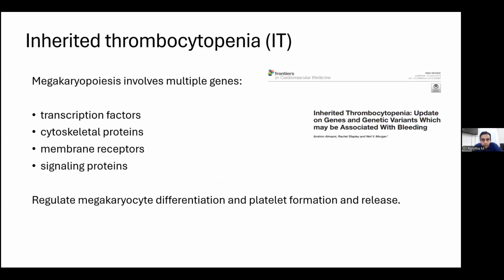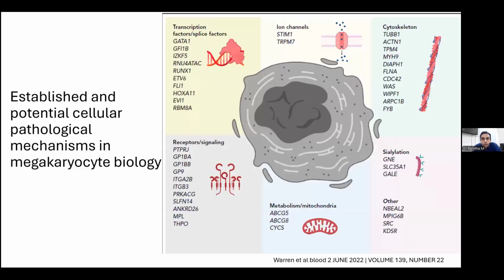I think Ranjita did a great job today by telling us the various steps of megakaryopoiesis, and how at various levels of transcription, cytoskeletal proteins, membrane receptors, signaling proteins, at differentiation, platelet formation, and platelet release, there are various genes which affect the production and the function of the platelets. So for some of the students in the audience, this review article from Frontiers gives us the whole list and a very succinct description of this.